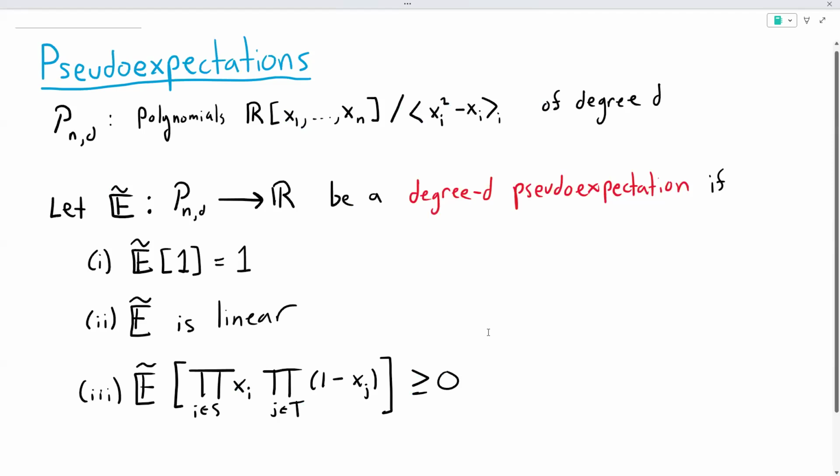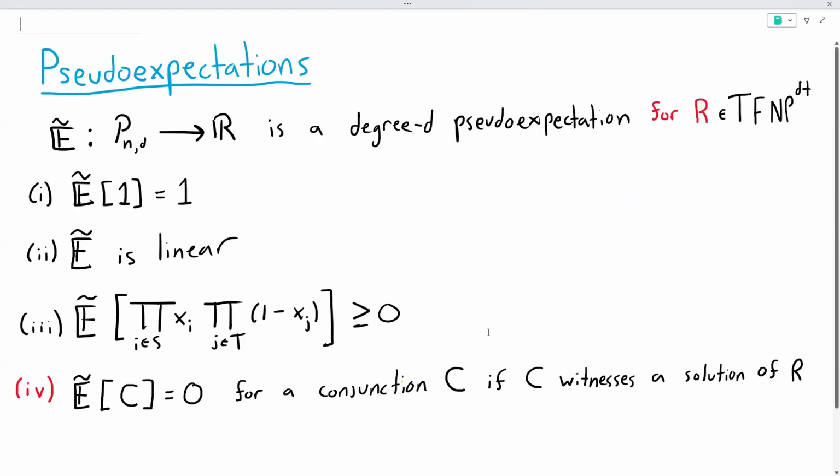Okay, so first off, what are pseudo-expectations? I'll call P_D to just be the ring of multilinear polynomials with real coefficients. And the pseudo-expectation is going to be this expectation operator, mapping this ring to the real numbers. And this is going to be a degree D pseudo-expectation if it satisfies three properties, namely that it is normalized, so 1 goes to 1. This operator is linear. And on any conjunction, the operator on a conjunction is non-negative.